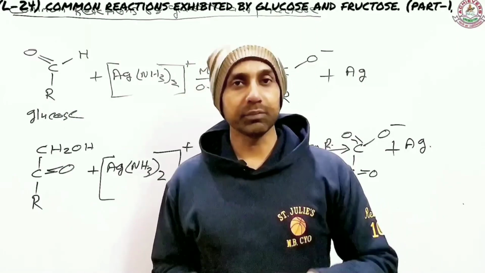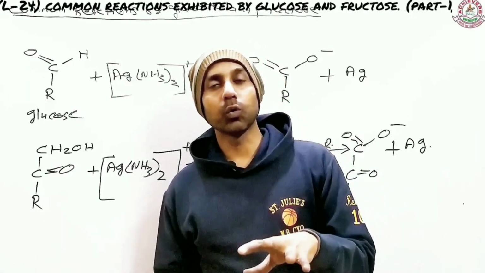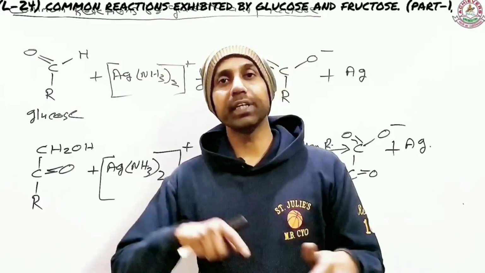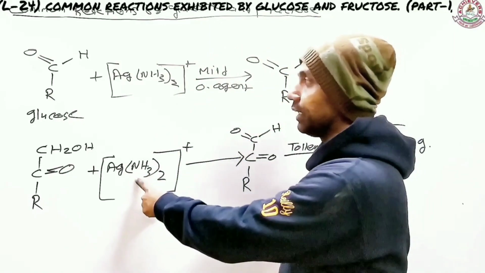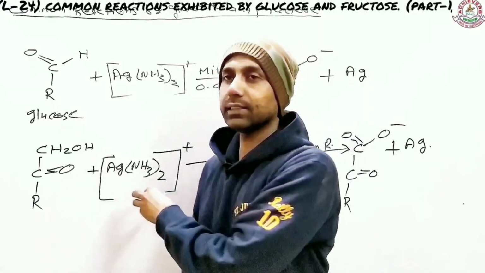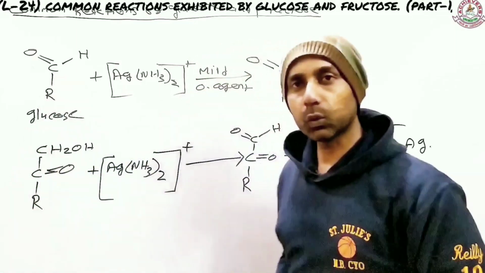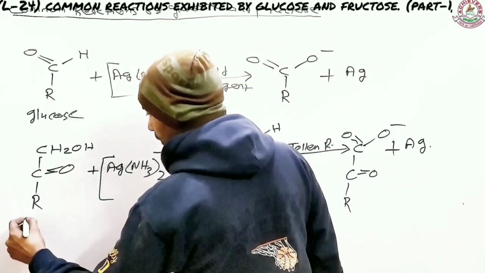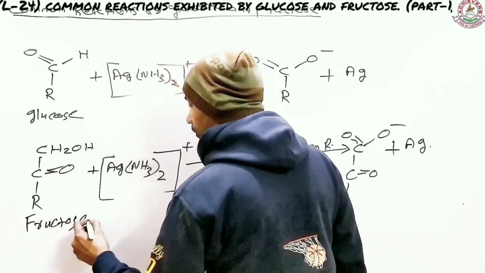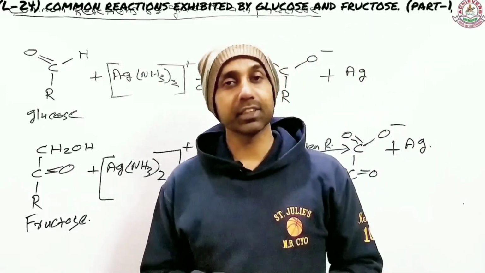And let me tell you one very important thing. This is one of the reasons why glucose and fructose are called reducing sugars, because they reduce this oxidizing agent. Both are reducing this oxidizing agent, and this oxidizing agent is oxidizing both glucose and fructose. Let me write this. This one is your fructose. I haven't mentioned it here, so I'm just mentioning it. So both glucose and fructose respond to the Tollens reagent in a similar manner.